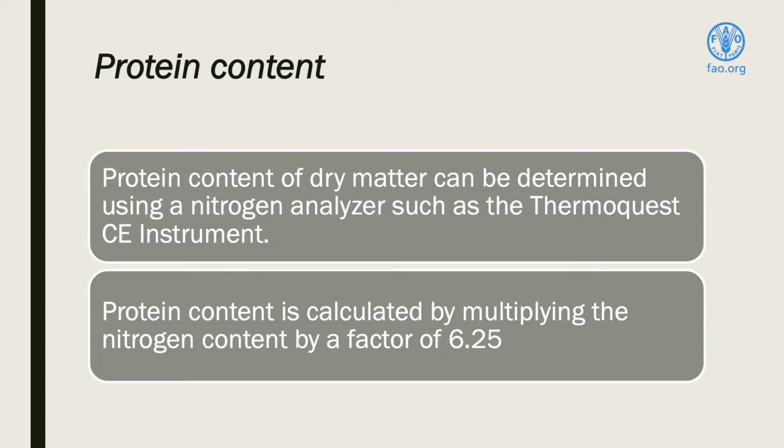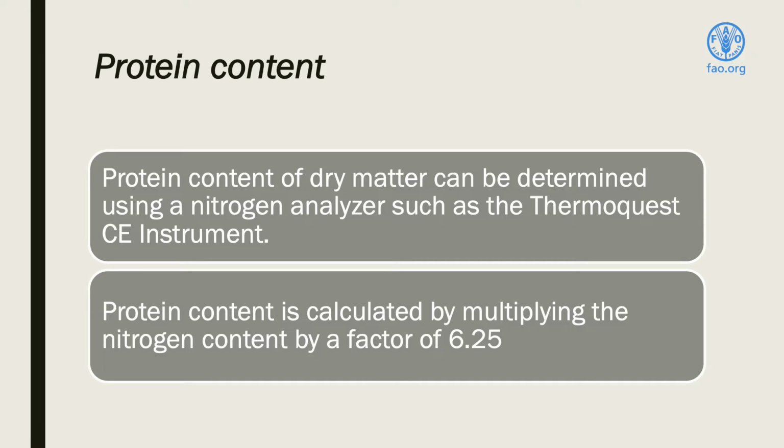So next parameter is the protein content. Protein content for dry matter can be determined using a nitrogen analyzer such as the ThermoQuest-C instrument, and protein content is calculated by multiplying the nitrogen content by a factor of 6.25.